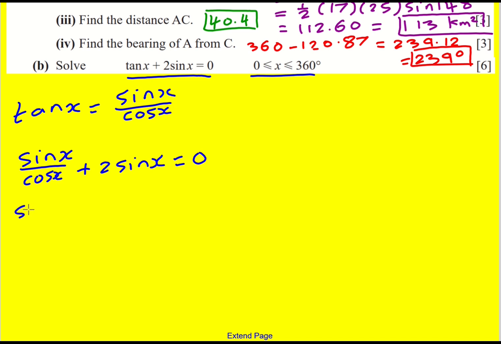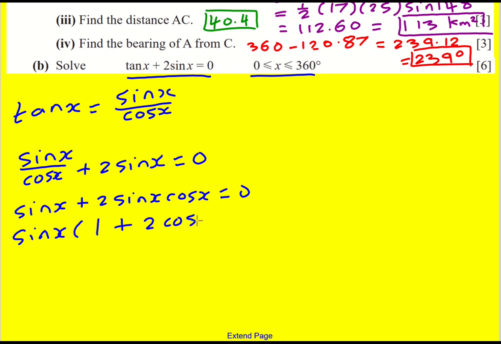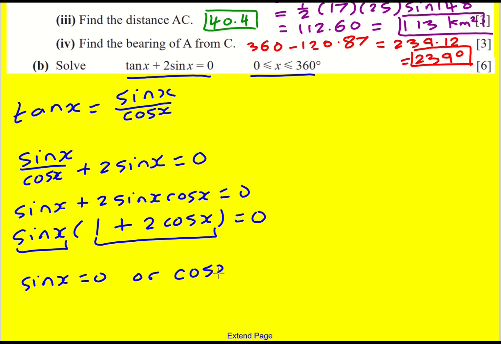I'll times through by cos x. And then factorize out sine x: sine x times (1 plus 2 cos x). So either this is 0, or this is 0, meaning that cos x equals minus a half.